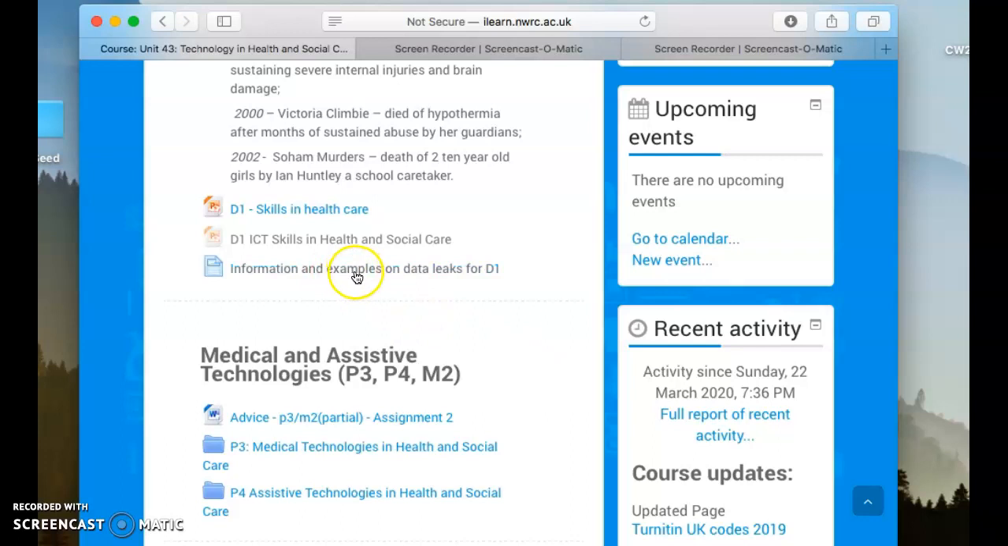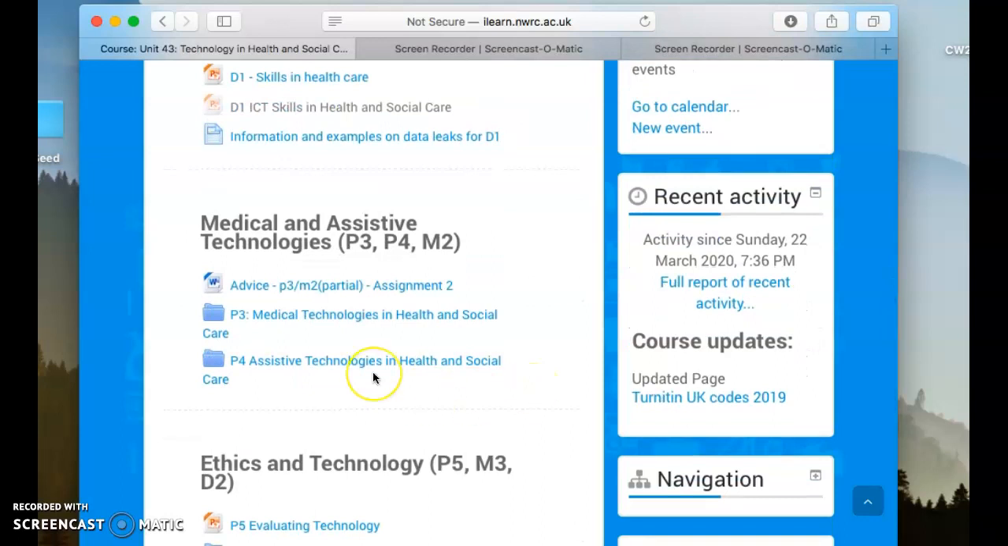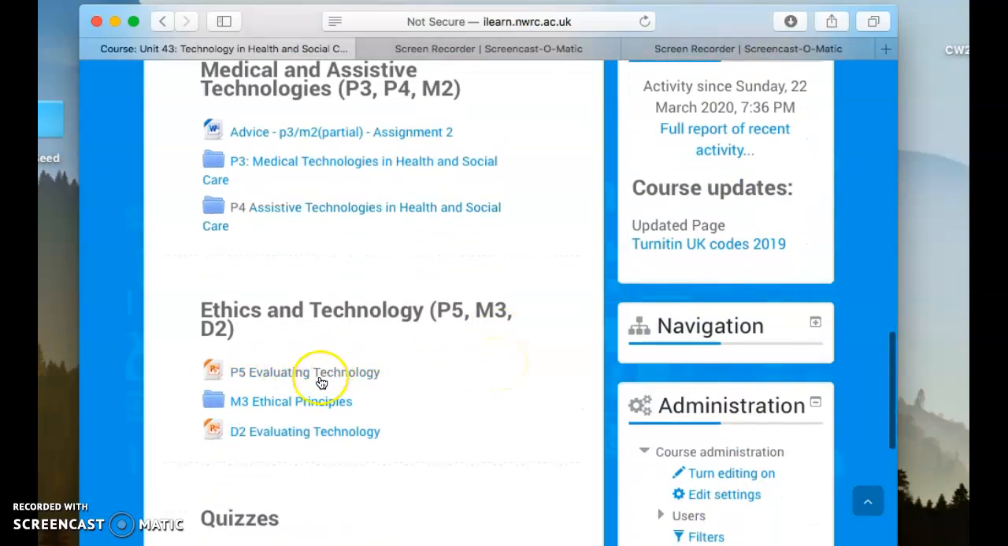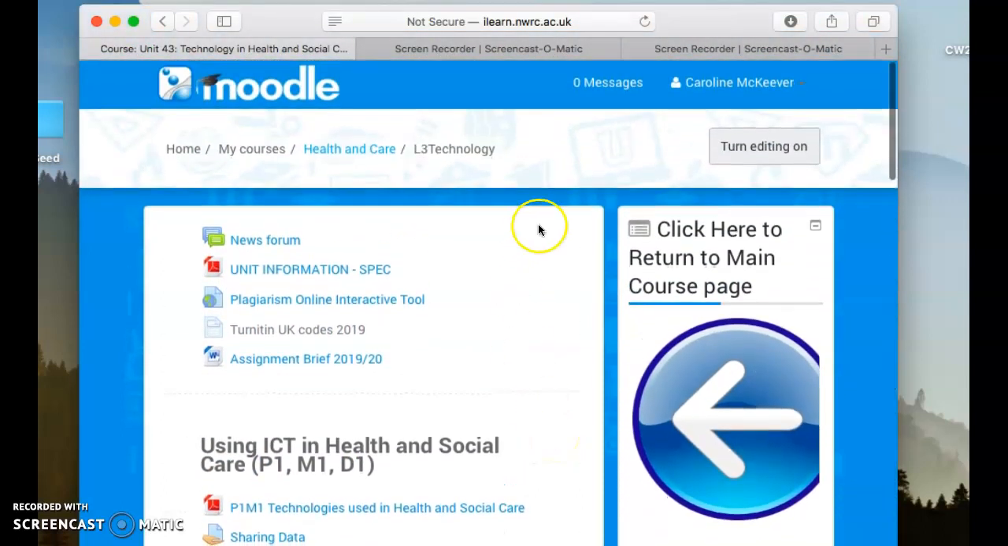There's other wee examples on Databricks as well for D1. Again, maybe to assist with a resubmission. Then you've got the P3, the P4, and some advice, and then further on, as we get past Easter, we'll have a look at the P5 and D2. So I have sent you a link to this, but this is an extra page, just for extra information.